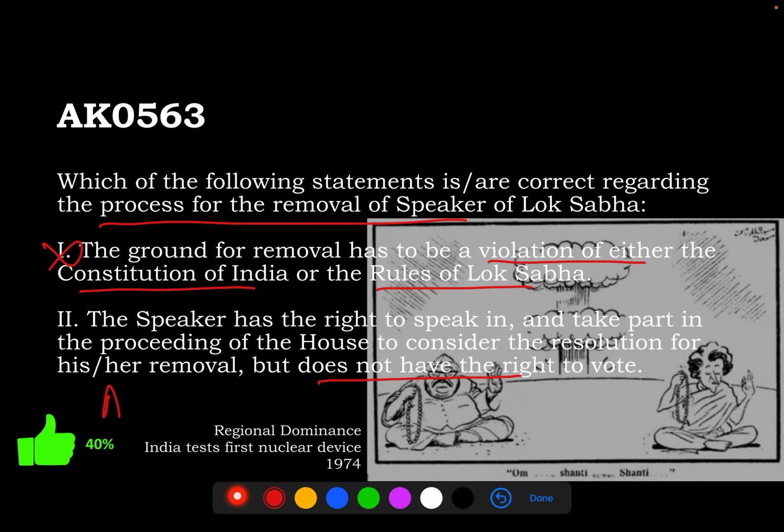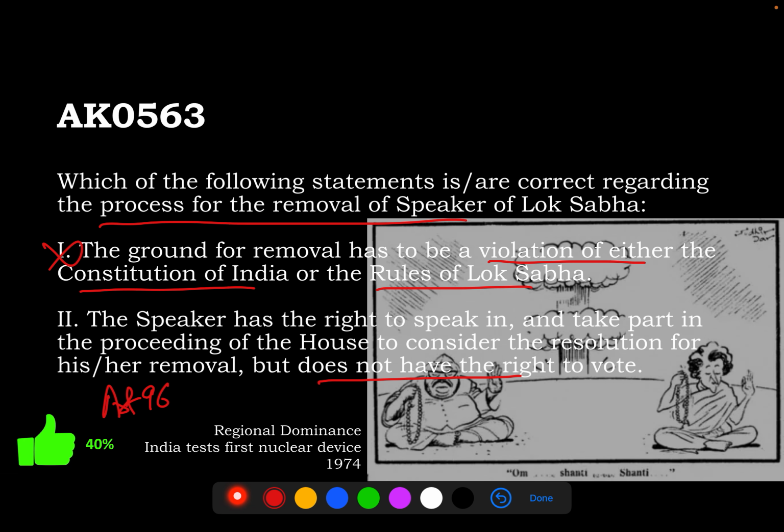Now, this is where comes Article 96 of the Constitution, and that's not really necessary to remember the article number. Your logical derivation shall be strong enough. See, since during the removal process of the speaker, he or she cannot preside over the sitting. They can only be present in the house as a regular member of the house. So they can speak and also vote like any other member.